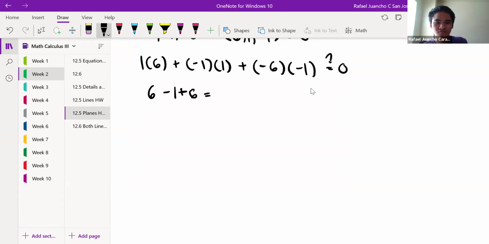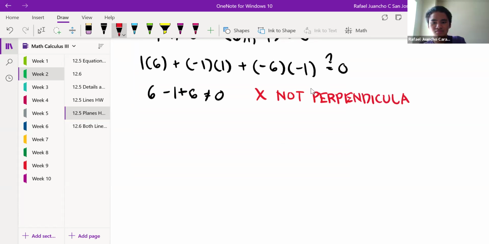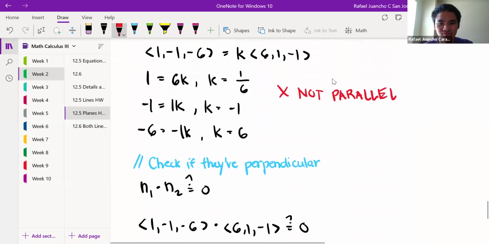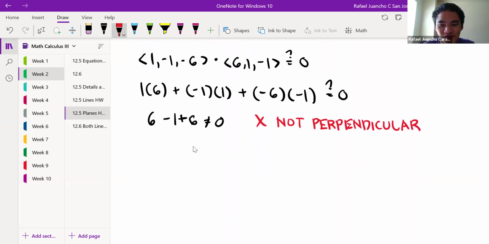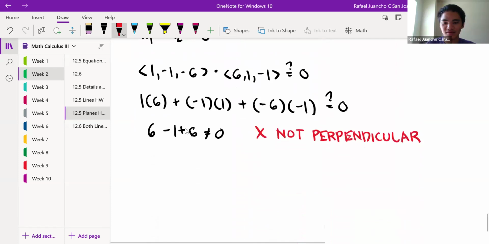Oh, so this is not 0. So it means it's not perpendicular, unless I messed something up again, which I don't think I did this time. Hopefully not. Okay. Yeah, this is not 0. This is 11. 6 plus 6 is 12, minus 1 is 11, which is not equal to 0. So it should be neither, right? Should be neither.